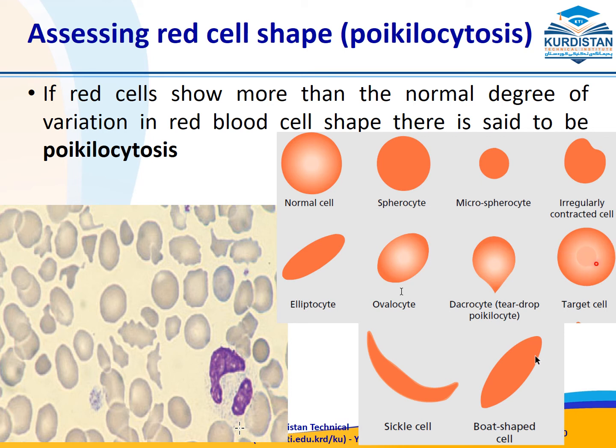So the center is opaque, compared to a normal cell which has a pale center. Also, sometimes you might see sickle-shaped cells, as you see here. This can be defined as a sickle cell, and also a boat-shaped cell. The cell looks like a boat. So sometimes when you prepare a slide, you can directly see different shapes of the cells from the slide, and this can be defined as poikilocytosis.